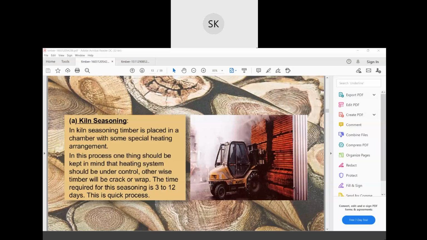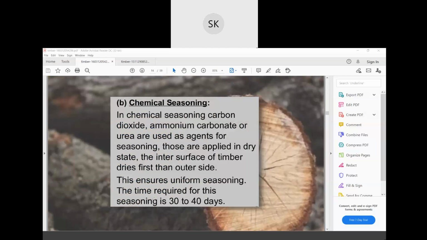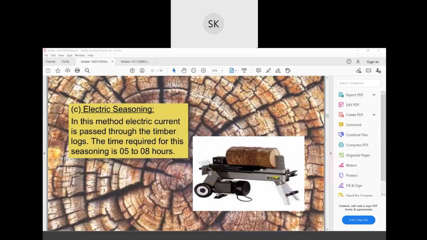Kiln seasoning, in the same way we used to stack the logs, and we used to keep it in a chamber. Okay, this is a quick process. In chemical seasoning, carbon dioxide, ammonium carbonate, or urea are used as agents for seasoning. Those are applied in dry state. The inner surface of timber dries first, then the outer side, and this takes 30 to 40 days. Chemical seasoning takes 30 to 40 days. So the fastest or quick process is kiln seasoning.